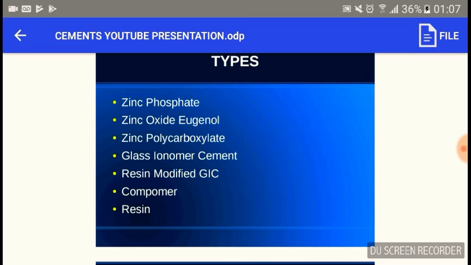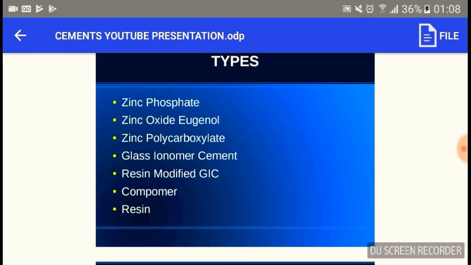Now these are applied as a thick layer. Remember the varnishes were used as 2 layers and they form a thin coat, but the bases are applied as a thick layer. And examples of these bases would be zinc phosphate, once again zinc oxide eugenol, polycarboxylate right here, as well as glass ionomer cement. As you have noted already, zinc oxide eugenol and glass ionomer cement are also liners. So bases and liners can actually overlap.